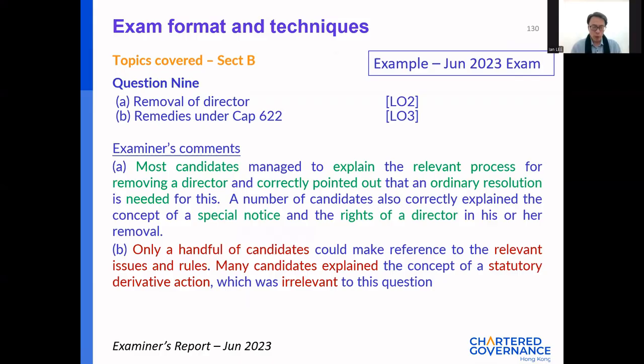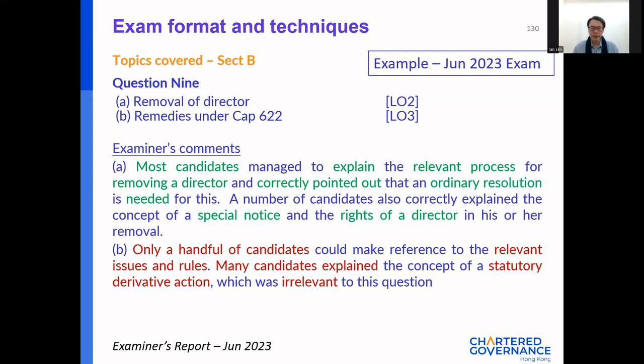So we've gone through this in the past, so I think you're very clear on the points made by the examiner. But in part B, only a handful of candidates could make reference to relevant issues and rules. Many candidates explained the concept of a statutory derivative action, which was irrelevant to this question. So hopefully, after the previous questions, you can understand the comments from the examiner.